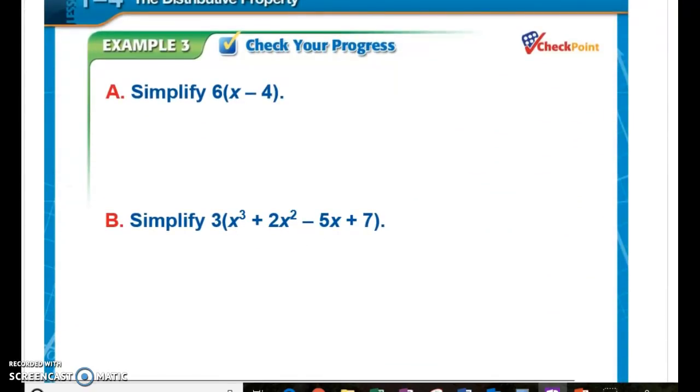So you go ahead and pause the video right here and try to simplify these. See how you do with this. And then when you're done, then you can check it. All right, are you back?